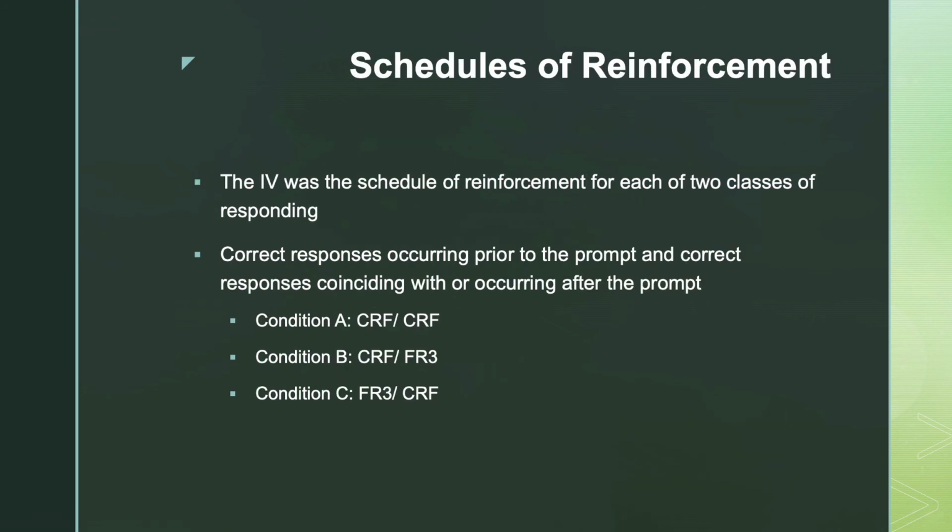The schedules of reinforcement were as such. So basically, we're looking at providing reinforcement for correct responses occurring prior to the prompt and correct responses coinciding with or occurring after the prompt. So in other words, I respond before the prompt, or I wait for the prompt to occur before making the correct response. So condition A, the reinforcement contingencies are equal. That is a continuous reinforcement schedule for responses that occur prior to the prompt, and a continuous reinforcement schedule for the responding that occurs after the prompt.